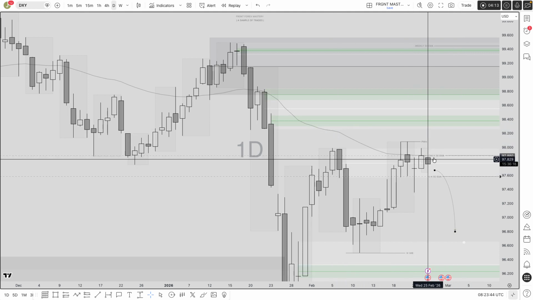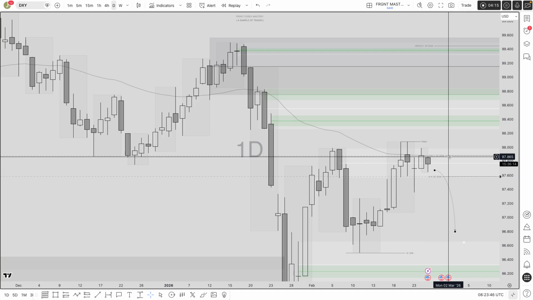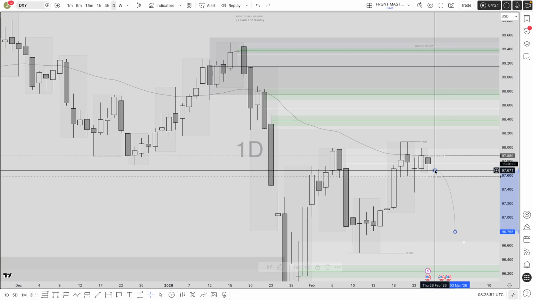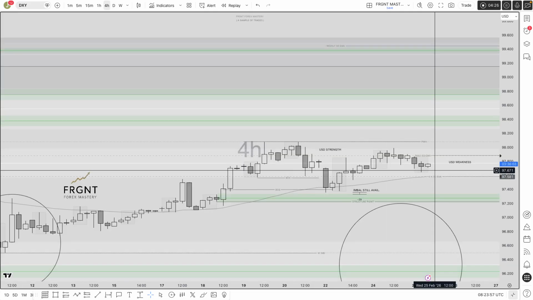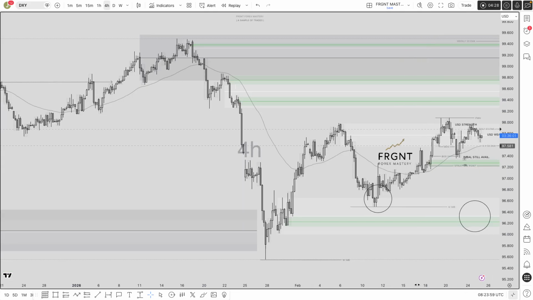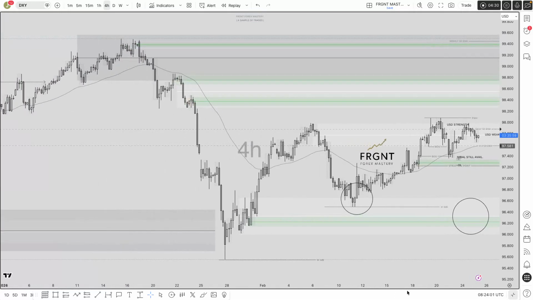We have price respecting that daily 50 MA. What's the bias? So my bias was straight away overwhelmingly short bias from that. Nevertheless, we use all the information we have on all time frames to come up with more reasoning and more confluence to support our idea.